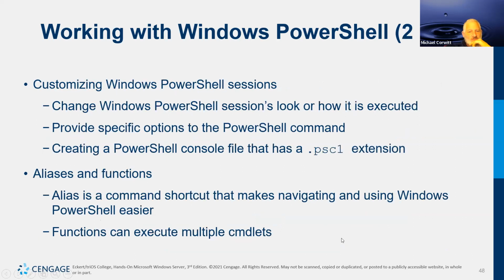Customizing Windows PowerShell sessions: change the Windows PowerShell session look or how it is executed. Provide specific options to PowerShell commands. Creating a PowerShell console file that has a .psc1 extension. Aliases and functions. An alias is a command shortcut that makes navigating and using Windows PowerShell easier, and functions can execute multiple cmdlets.